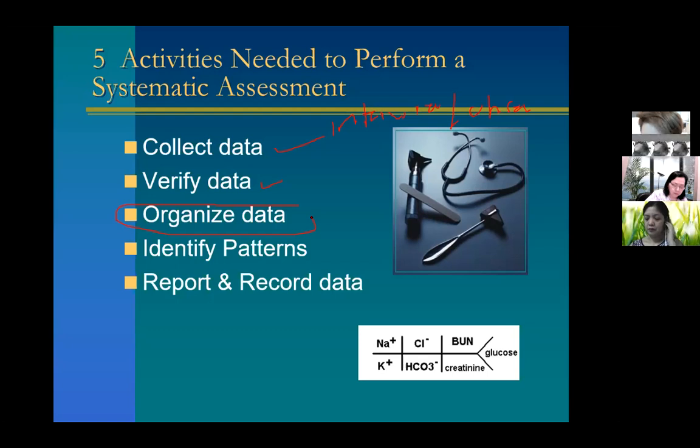Okay, because sometimes there are a lot of problems that cannot be under one umbrella. Okay? So let's say for example, meron kang lagnat, then meron kang pain. Okay? Lagnat and pain are 2 different nursing diagnoses. So you're going to cluster your problem. Okay? Kaya ang sabi dito, you're going to identify the patterns. Okay? So yun. So after you cluster, you're going to check your gathered data. And then you're going to report and record the data.